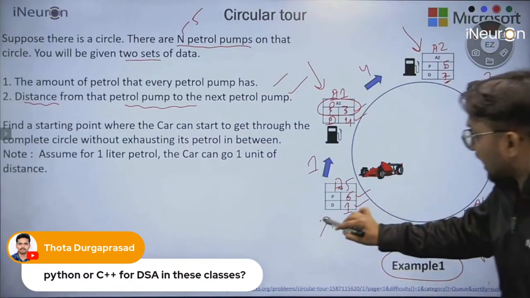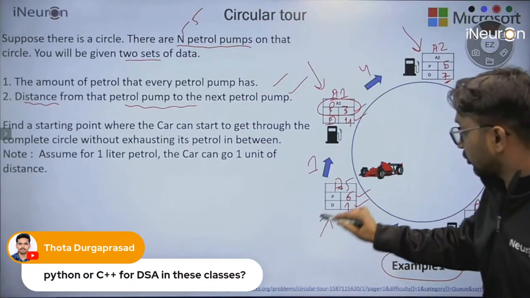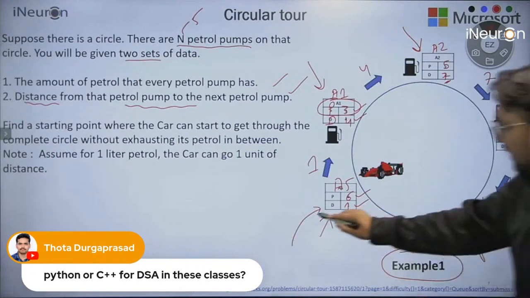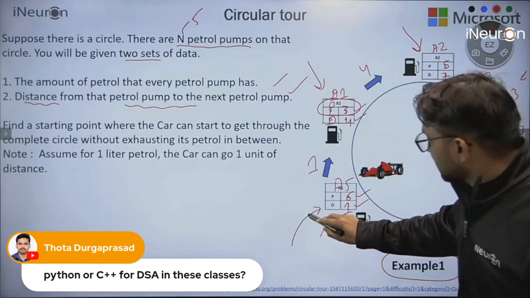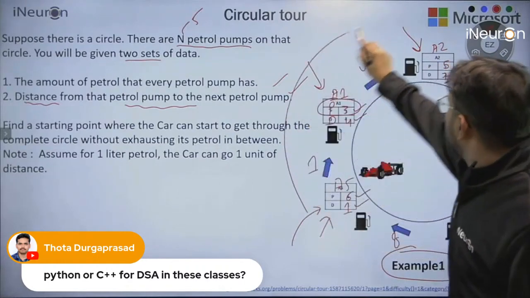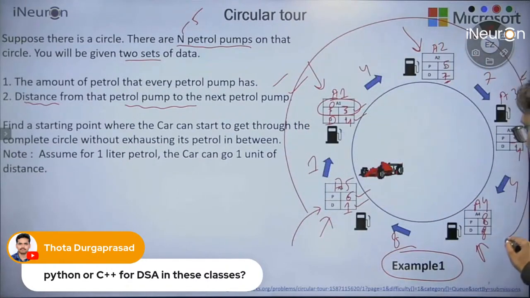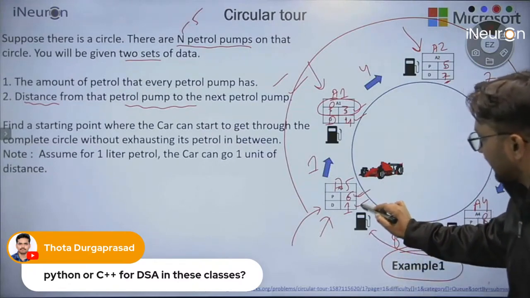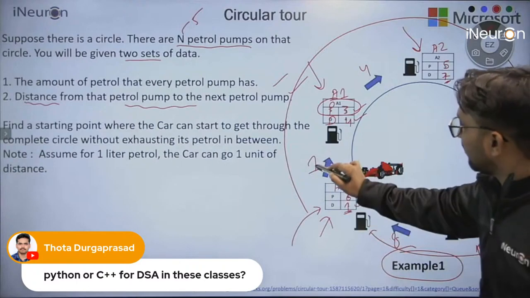Let's suppose I start from here. Many people are saying the answer will be A5. If I'm starting from here, the question is asking, can I come back here? Can I visit all the stations and come back over here? Let's see if we can come back or not. Petrol here is 6 and the distance we need to travel is 1.